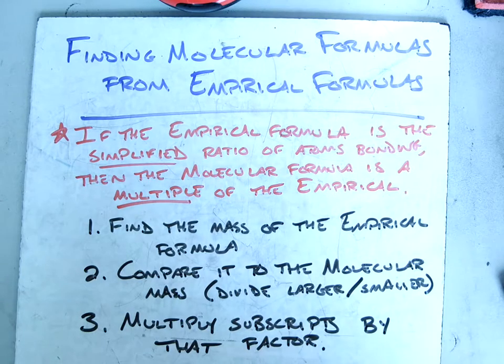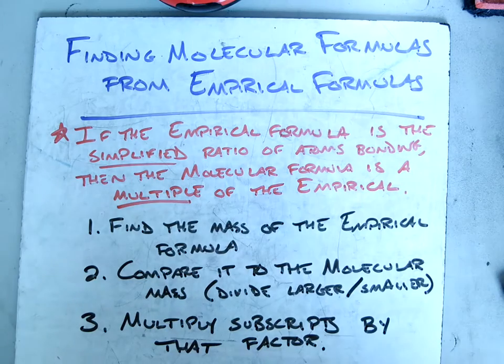And by multiple, I literally mean a whole number integer, like 2. Like the molecule might be twice as big as the empirical formula represents. It might be 3 times as big, it might be 5 times as big. But it will be in the same ratio as the empirical formula, but because the empirical formula has that ratio simplified as much as possible, then the real molecule is in that ratio, but some larger multiple thereof.